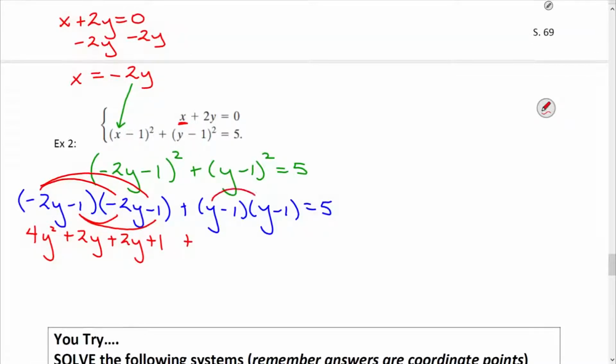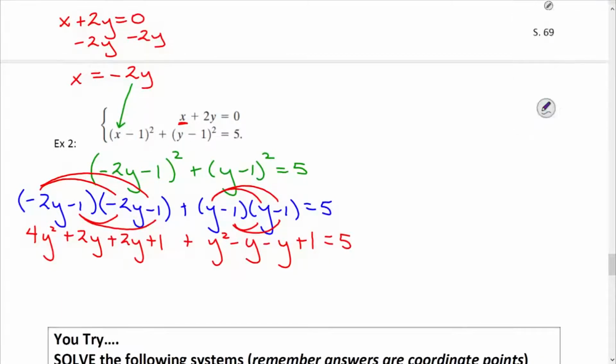Okay, y times y is y squared. Y times -1 is -y. -1 times y is -y. -1 times -1 is +1 equals 5. Okay, so now I'm just solving this equation, and the next step might be to combine like terms.